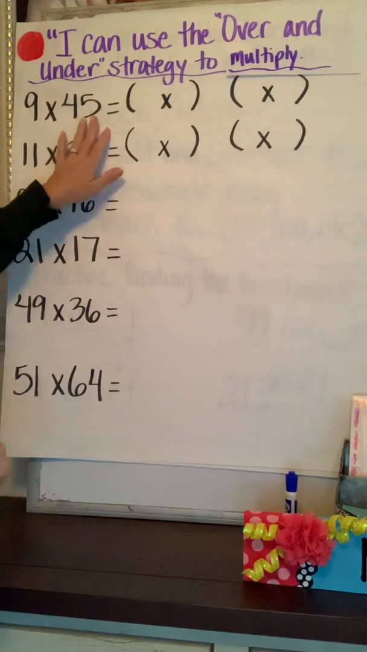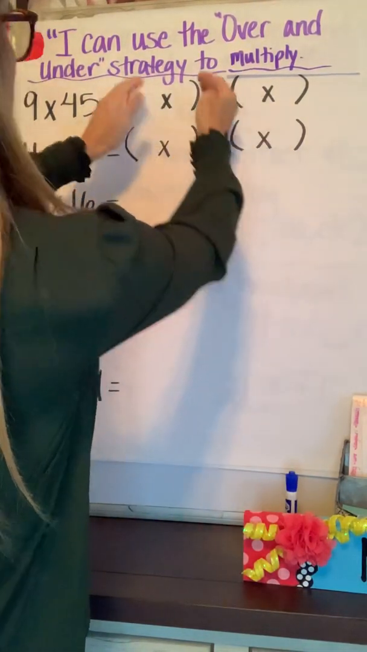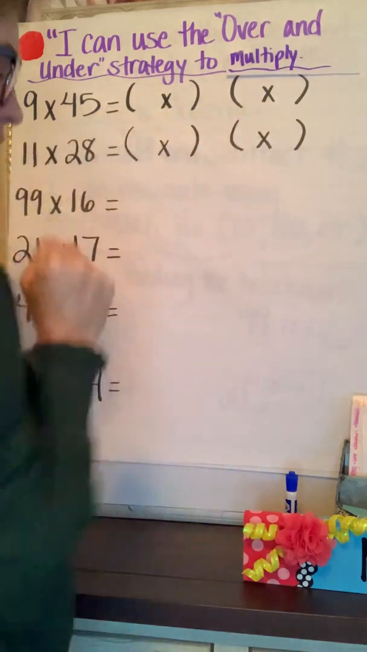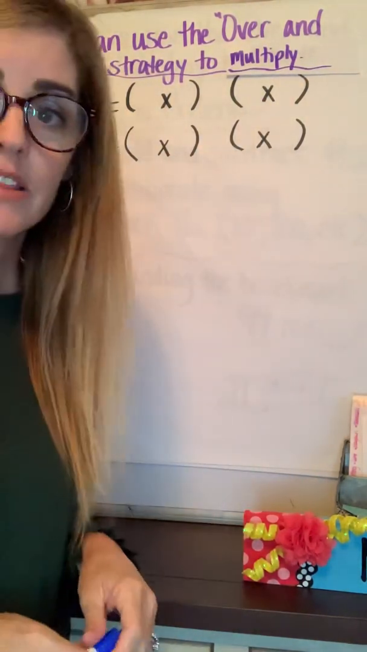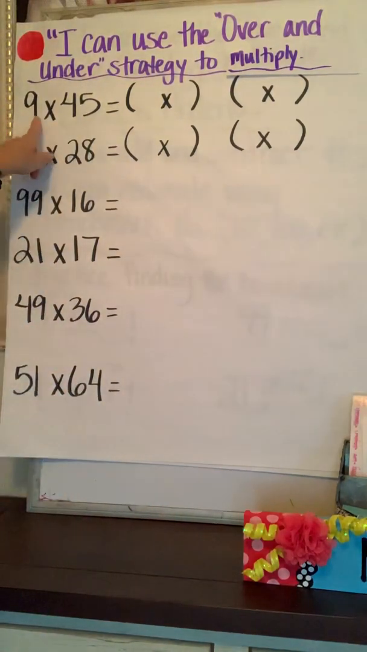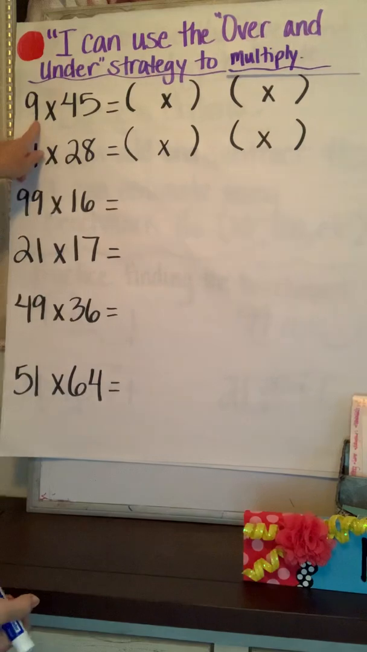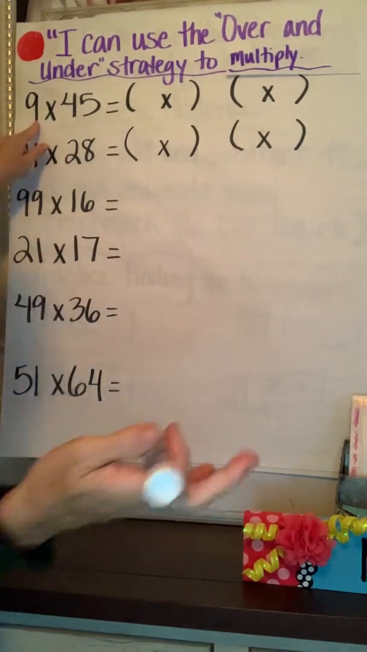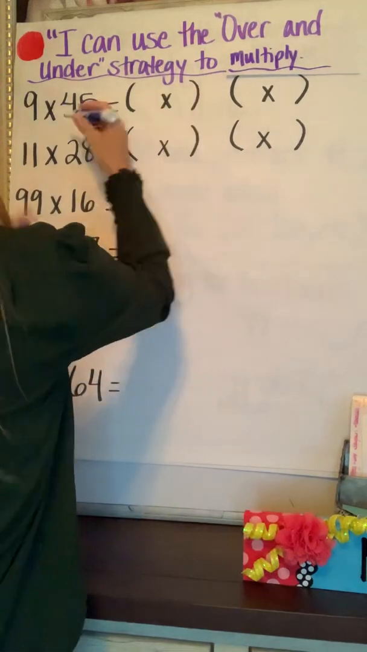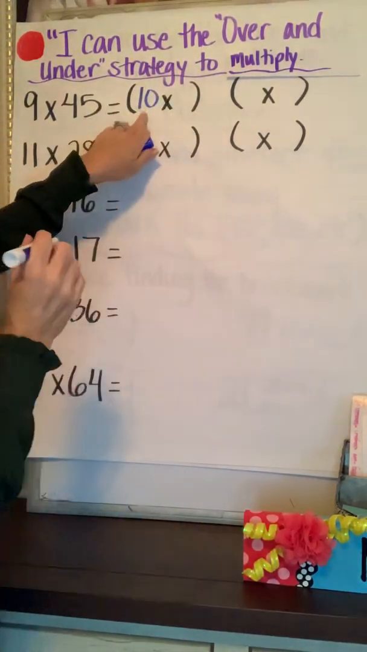So for the over and under, the first thing that we're gonna do is we're gonna set up our expression. We're gonna have parentheses with multiplying in the middle. And getting that ready will help you, because then it's just gonna be filling in the blank. So what I have here is 9 times 45. So first thing I want you to do is for 9, what is your benchmark number? 10, that's right. So we're gonna say, okay, instead of 9 times 45, I'm gonna change that to 10 times 45.